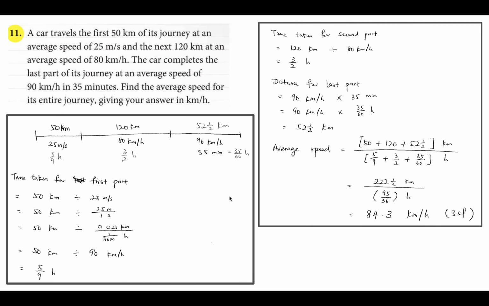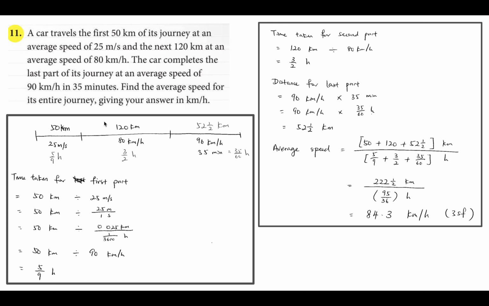Right, question 11. A car travels the first 50 kilometers of its journey at an average speed of 25 meters per second. So same thing, the first thing I'm going to do is sketch the diagram, right? The diagram will help. And then let's fill in the information we have. So we know that the first part of the journey is 50 kilometers, and the speed for this part of the journey is 25 meters per second. Later we can quickly calculate the time taken by taking 50 kilometers divided by 25 meters per second. But take note, this is kilometers and this is meters per second. So we need to actually do some units conversion. So don't forget about that.